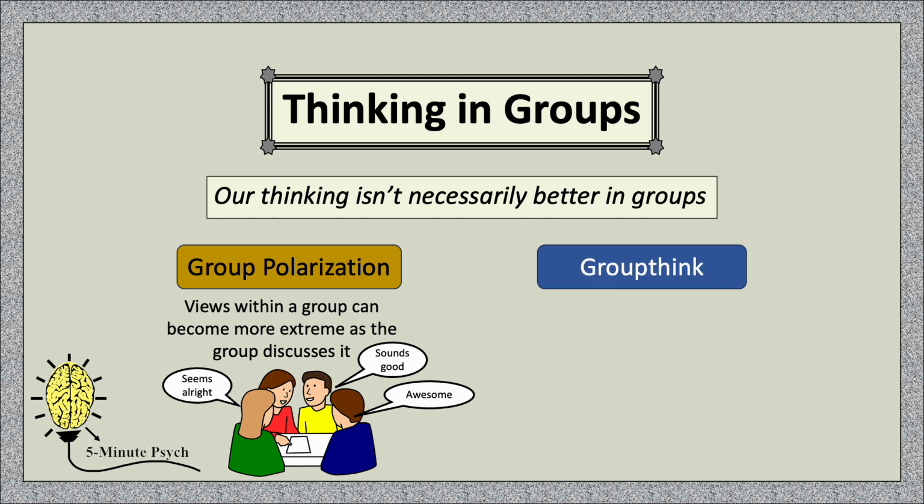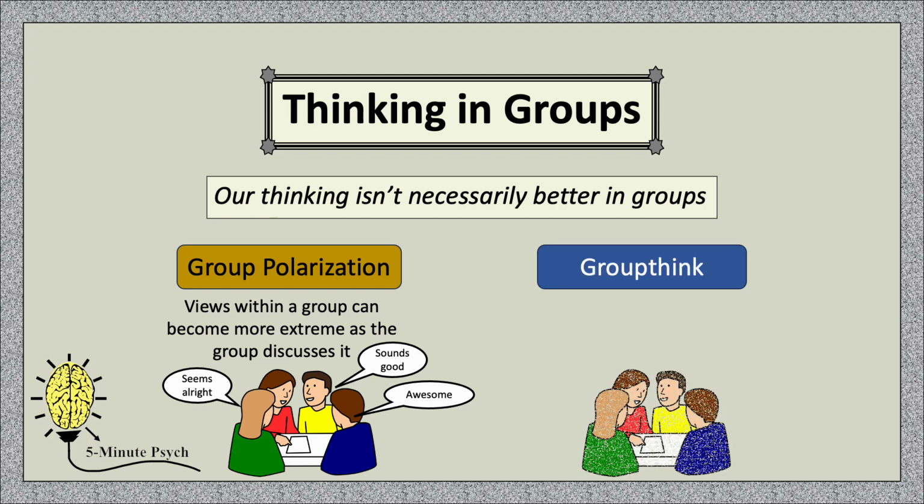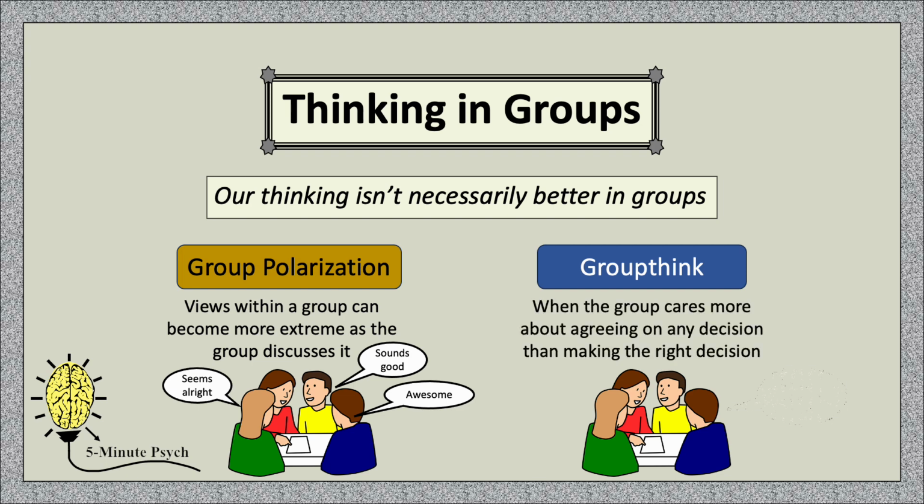With groupthink, it doesn't matter how many heads are involved in decision making because all they care about is that a decision is made. With groupthink, the group cares more about agreeing, so they put their better judgment on hold to go along with the group.